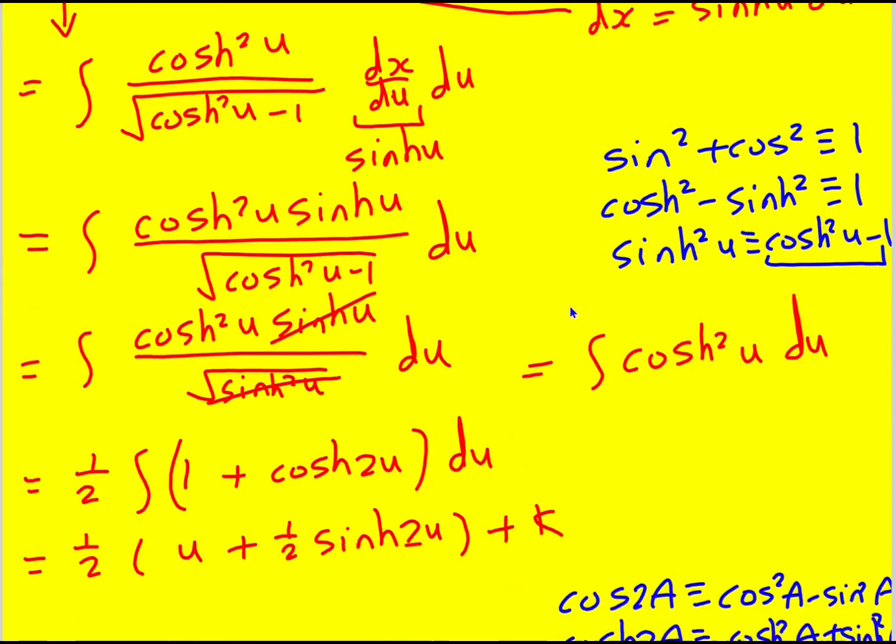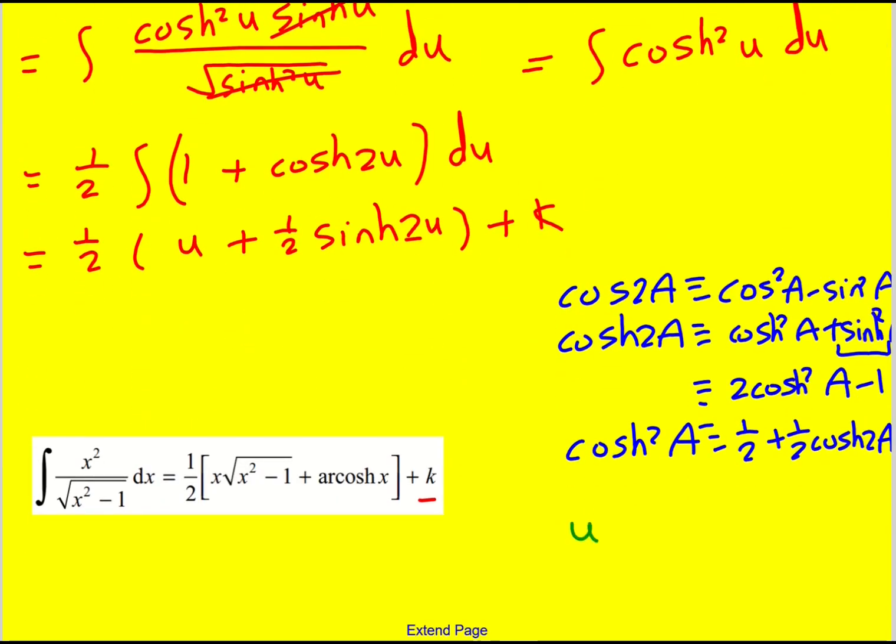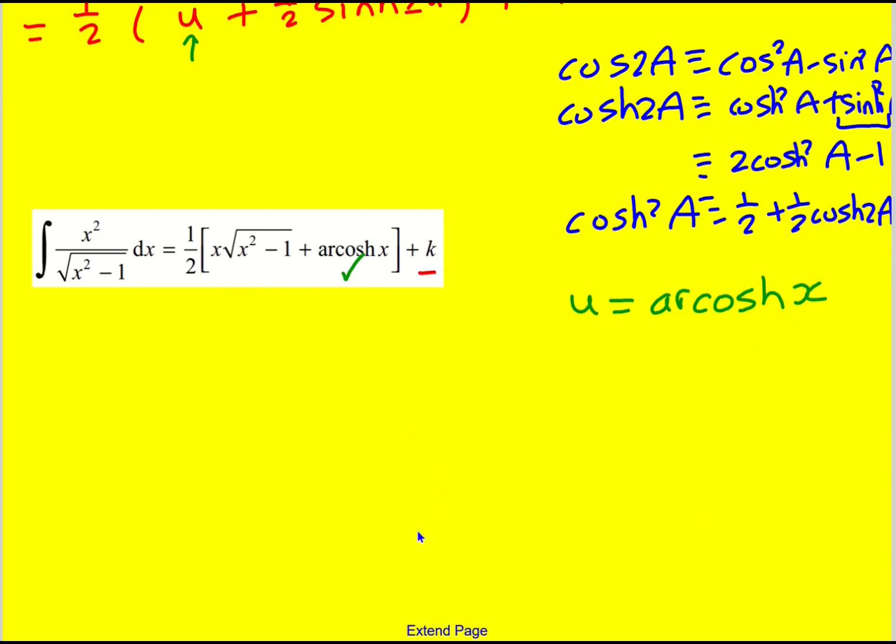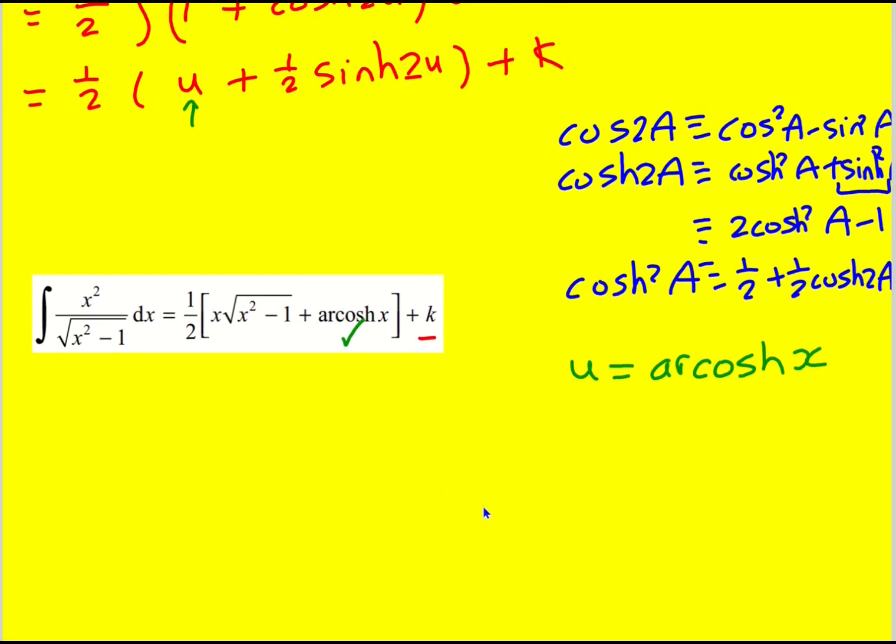Remember, x is cosh u, which means that u is going to be arcosh x. And that's what I can put in here. So I've got this bit sorted. You can see it there and you can see the half there. So it's dealing with this sinh 2u that's going to be a bit trickier. But again, trig identities. So remember, normal trig, sin 2A is identical to 2 sin A cos A.